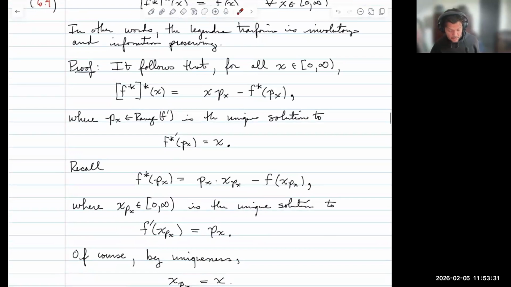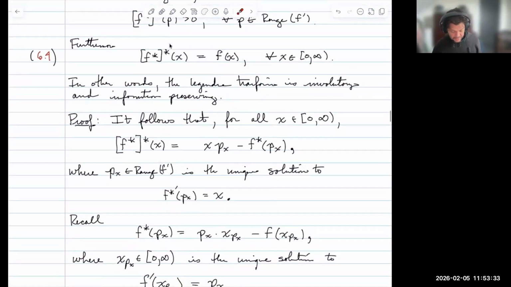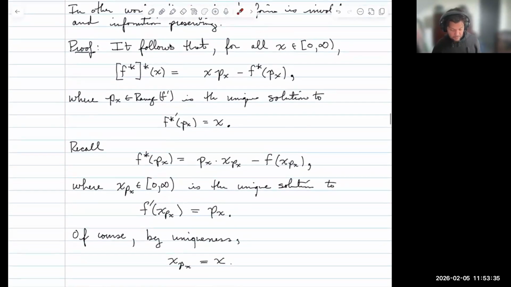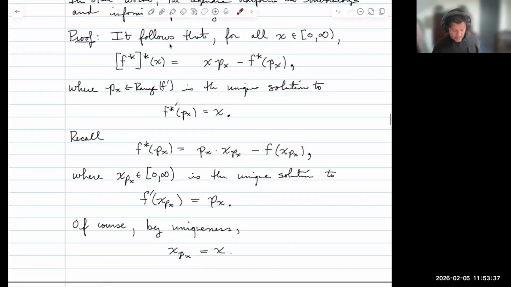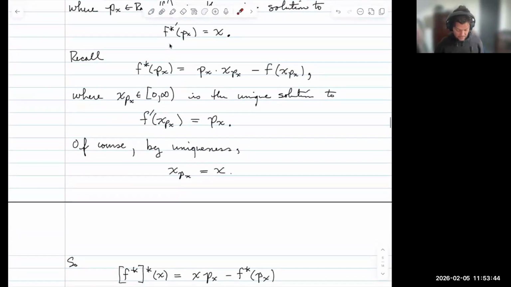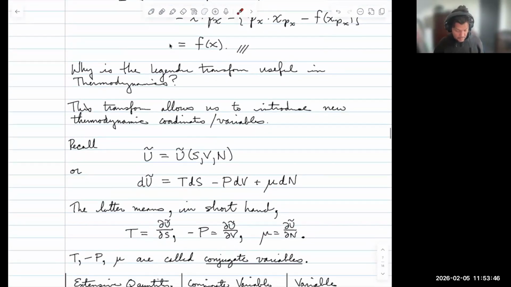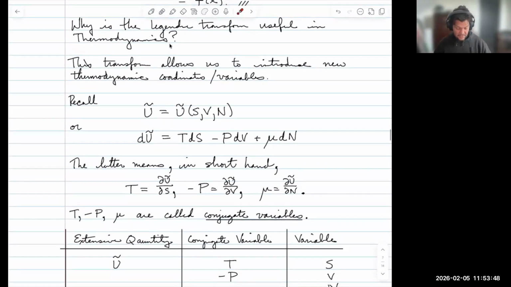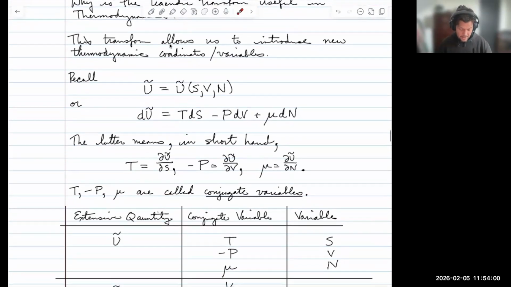As I said, we won't go through the proof of this for the sake of time. We'll skip it, and I want you to read through the proof as an exercise and make sure that it all appears correct. So the question, therefore, after reading the proof, is why is this Legendre transform at all useful in the world of thermodynamics? This is what we want to talk about next.